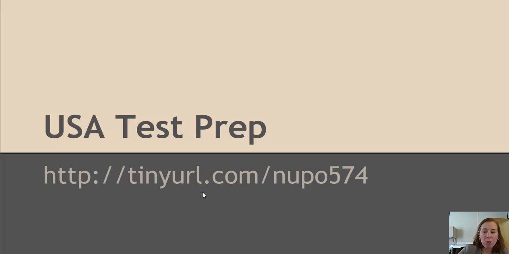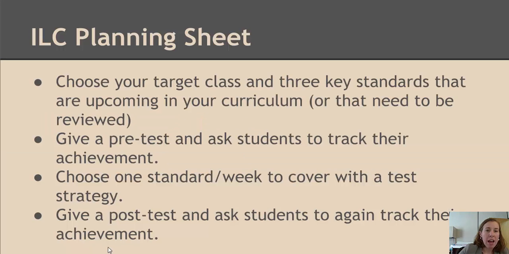So we'll just start here real quick. The ILC planning sheet that Laura sent out to you, you're just going to choose one class. The minimum is one class and 3 key standards that are upcoming or you think need to be reviewed for the ACT. You're going to create that pretest in USA Test Prep and then ask students to track their achievement as you review one standard per week and one test prep strategy per week with them. And then you'll give them a post-test and ask students to again track their achievement.